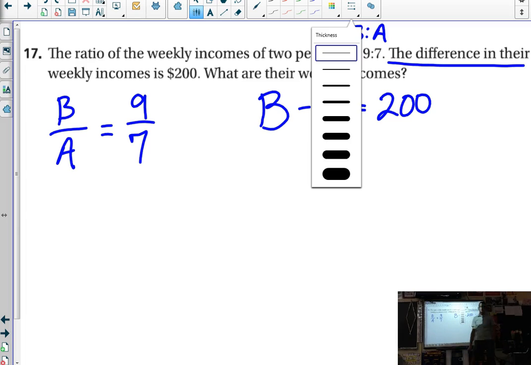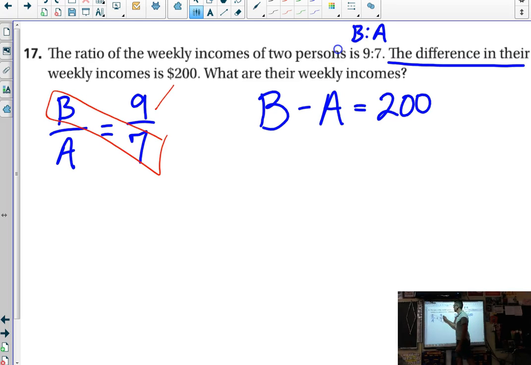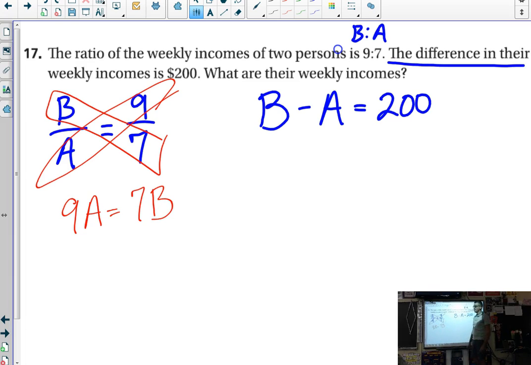What can I do with a proportion to make it into a different type of equation? What if I don't want fractions involved in there? How do I kind of get rid of those fractions? Cross multiply, right? So 9a equals 7b. Now I could also then isolate the a and just say a equals 7b divided by 9.